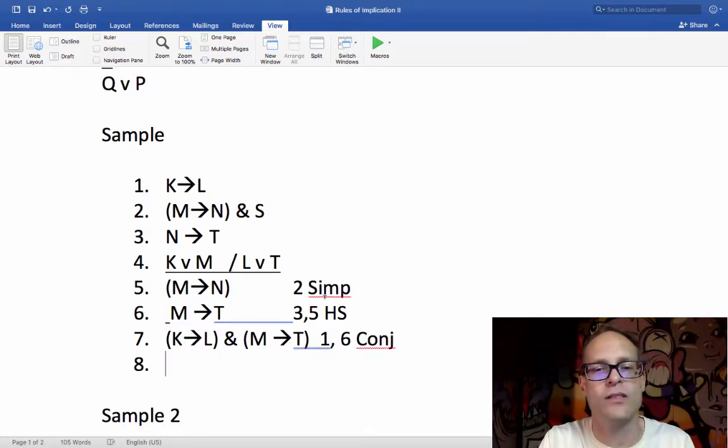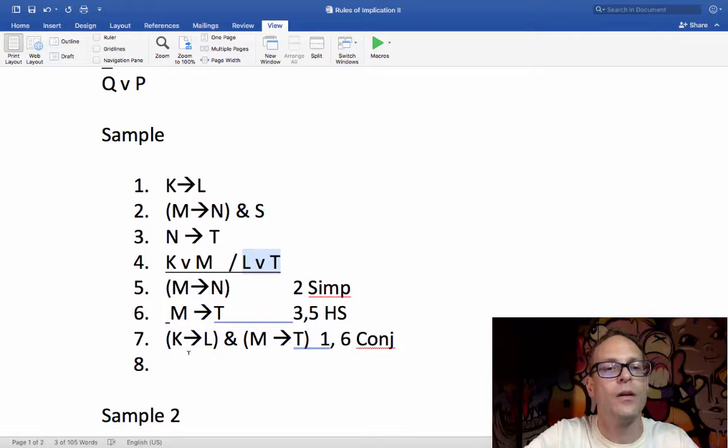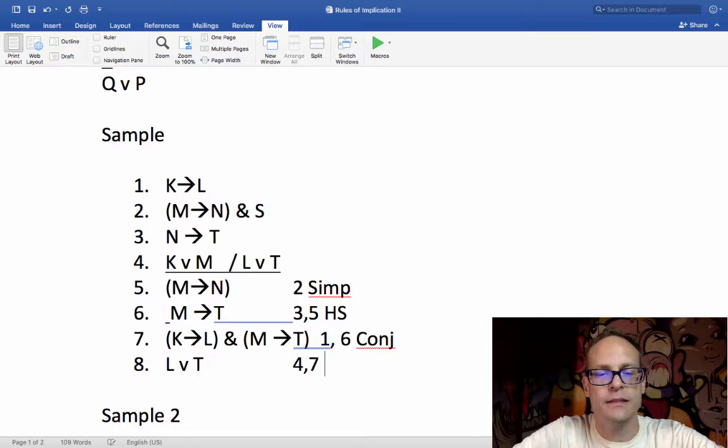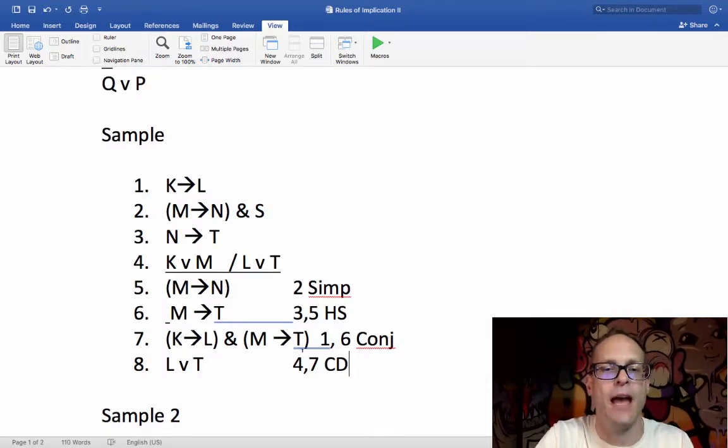So all I did here was, this was hypothetical syllogism, and then I combined 1 and 6 onto one line, and then I derived my conclusion, which is L wedge T, from constructive dilemma. And I'm going to repeat what I'm doing here just in case you're watching this going, what? And this is going to be 4, 7 constructive dilemma.